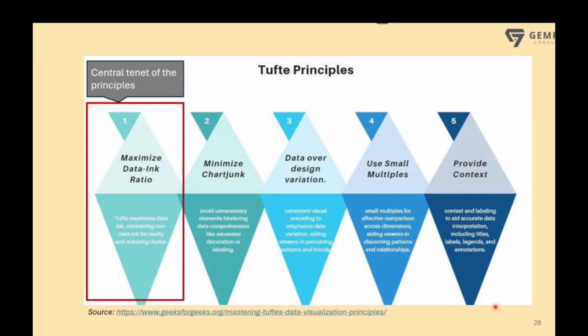So all of this is revolving around maximizing your data to ink ratio. There are a lot of variations to this. Hence, a principle is just a principle. It's not rules, right? We basically have to understand the principles deeply and personally so that we can play around with whatever we want on the visuals. Minimize chart junk. Data over design variation.